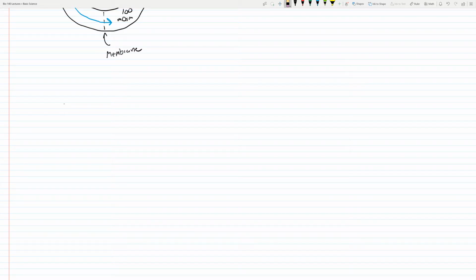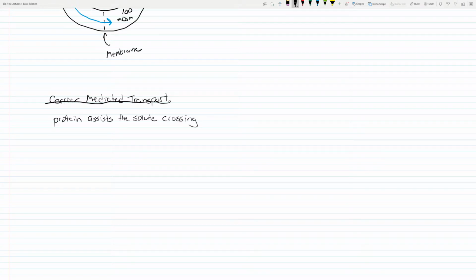Okay, so what we're going to talk about here is carrier-mediated transport. And I talked about this a little bit when I talked about facilitated diffusion. In carrier-mediated transport, you have a protein that spans the plasma membrane, and it assists the solute crossing.